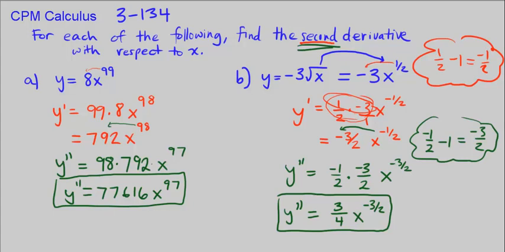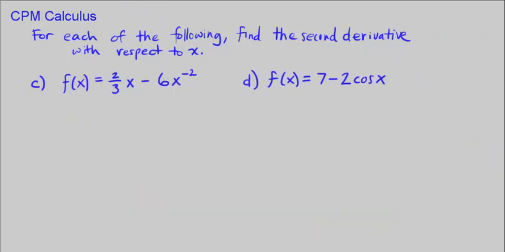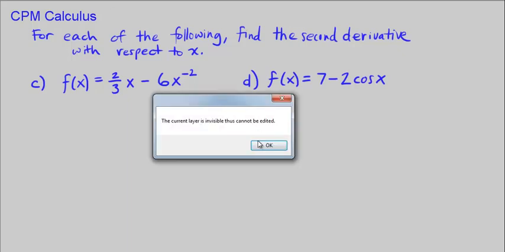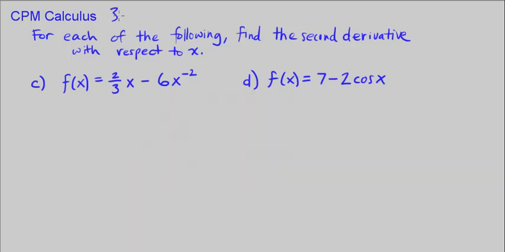Part C. Okay? Here we go. And remember, this is number 3-134. Okay, so part C. Here again, we're given f of x is equal to 2/3 x minus 6x to the negative 2. So let's go ahead and start with finding f prime of x. Before we find the second derivative, we need to find the first derivative.